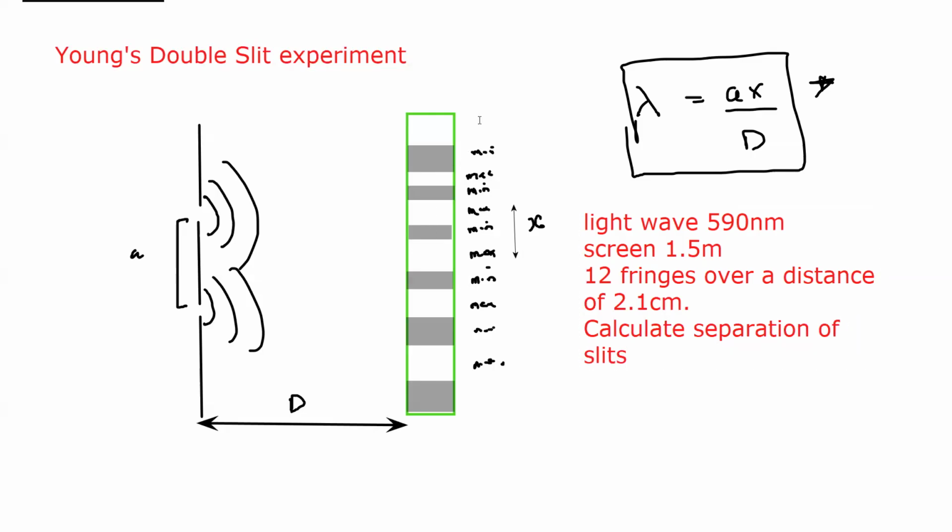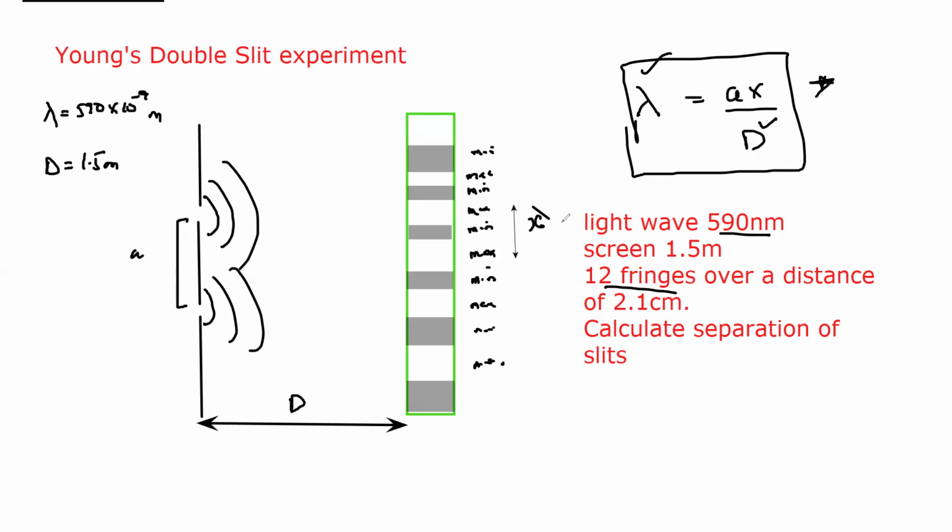So if you want to calculate the separation of the slits, first, what is the lambda here? What wavelength did he use? The wavelength, or the lambda which is used, is equal to 590 nanometers. So 590 into 10 to the power minus 9 meter. So we have the wavelength. The distance D is given here, which is 1.5 meter. So we have D as well.